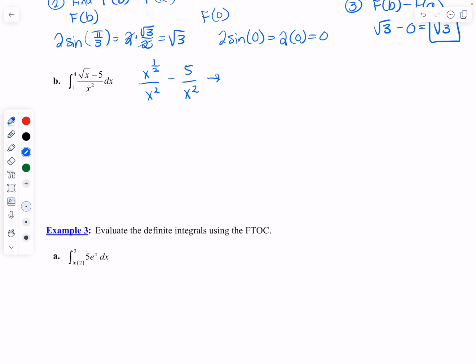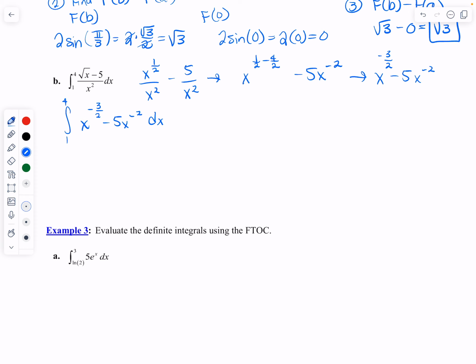So this is x to the 1/2 minus, and then minus 5 x to the negative 2, okay? So when I do this, I get x to the negative 3/2 minus 5x to the negative 2. So what I'm actually integrating is from 1 to 4, x to the negative 3/2 minus 5x to the negative 2 dx. Okay, so you have to do that step first or else you're not going to be able to take the integral of it.